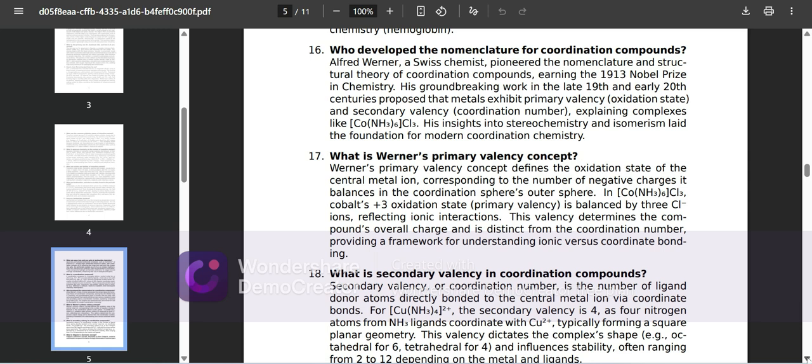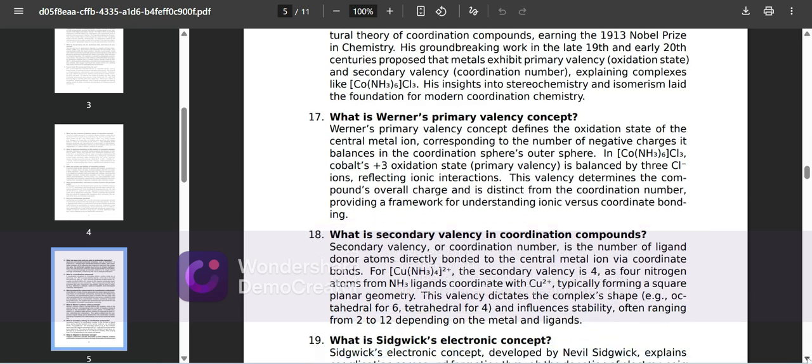His groundbreaking work in the late 19th and early 20th centuries proposed that metals exhibit a primary valency, oxidation state, and secondary valency, coordination number, explaining complexes like [Co(NH3)6]Cl3. His insights into stereochemistry and isomerism laid the foundation for modern coordination chemistry.